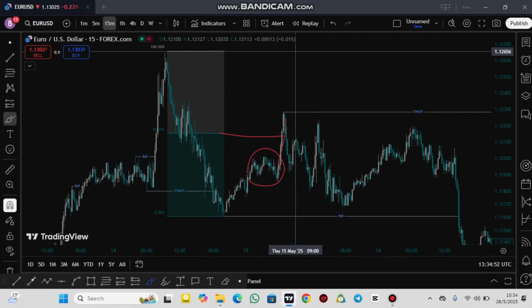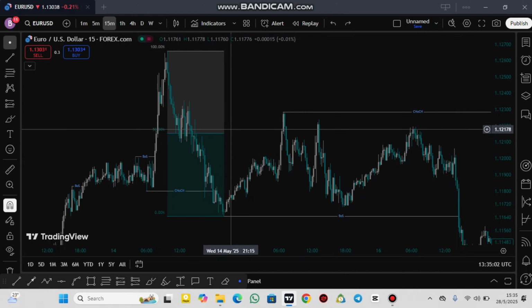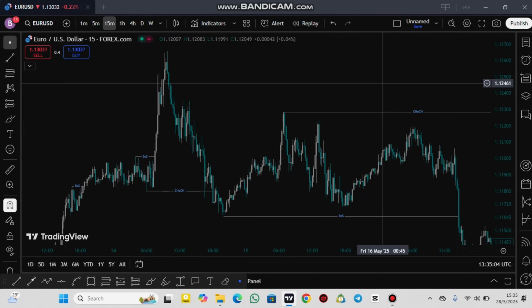So as you can see, it's quite important for you to wait for price to come into the 50%, into the discount if you're looking for longs, and into the premium if you're looking for what? For shorts. Okay, cool. Let's move on to the next range.